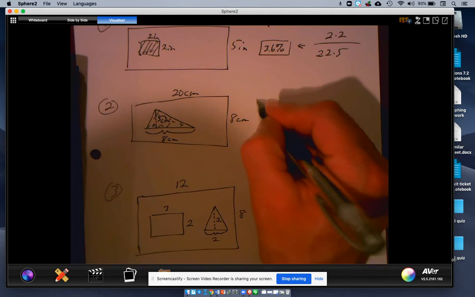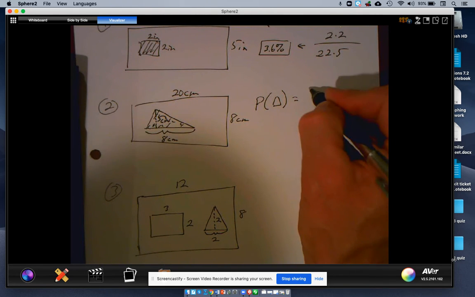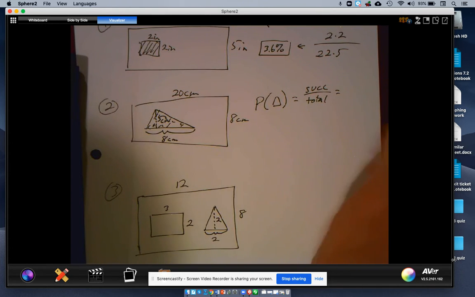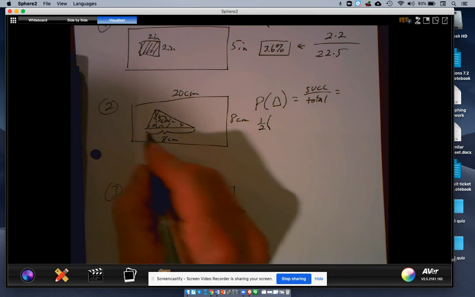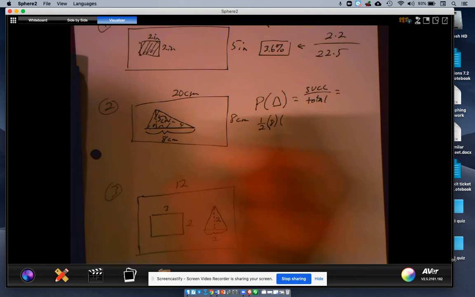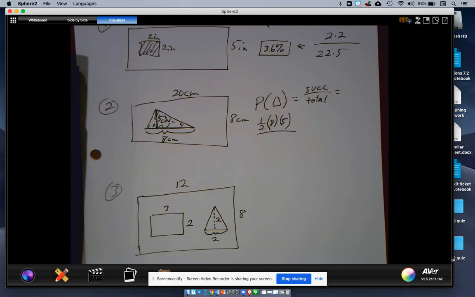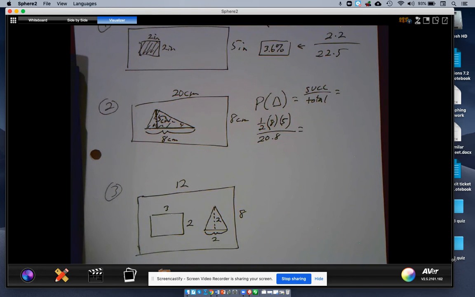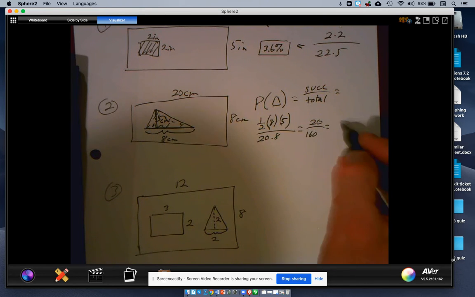So the probability it's going to hit the triangle is going to be success over total. And that's area, so successful area over total area. The successful area is a triangle. The triangle is 1/2 times the base of the triangle, 8, times the height of the triangle, 5. That's my successful area, divided by the total area. The total area is the wall. Okay, putting that all into my calculator. 40 divided by 2 is 20. 20 times 8 is 160, so that's 1/8 if I reduce that down, 0.125.